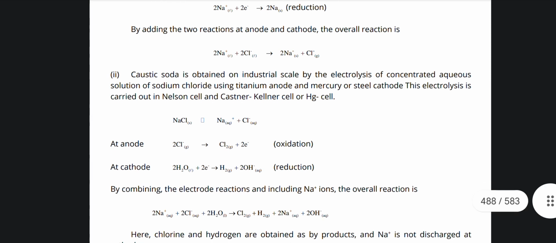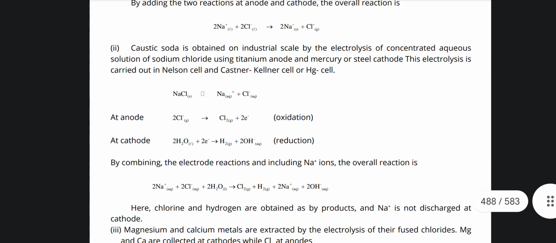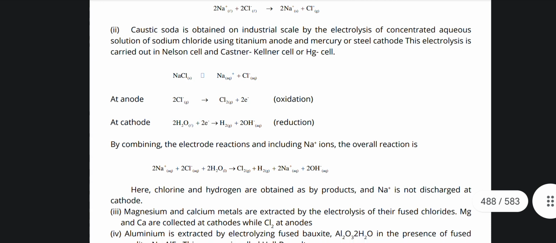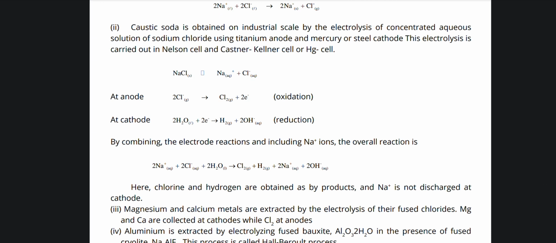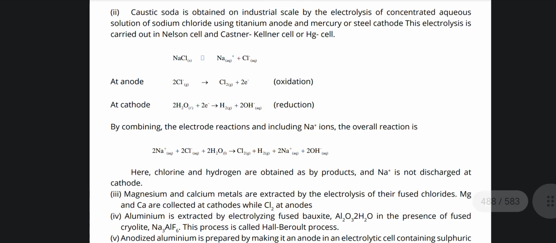And the caustic soda is obtained on the industrial scale by the electrolysis of concentrated aqueous solution of sodium chloride using titanium anode and mercury or steel cathode, and the electrolysis is carried out in the Nelson cell and Castner-Kellner cell or Hg cell.